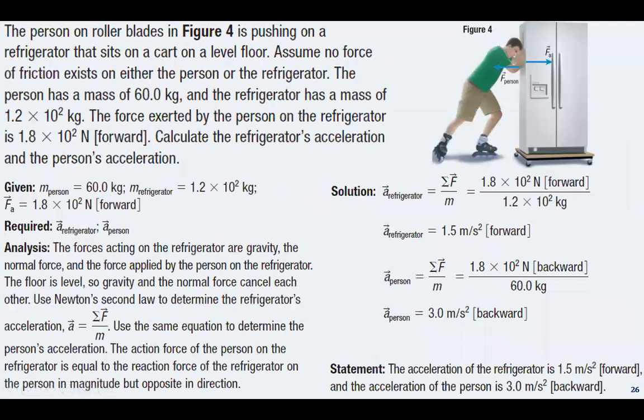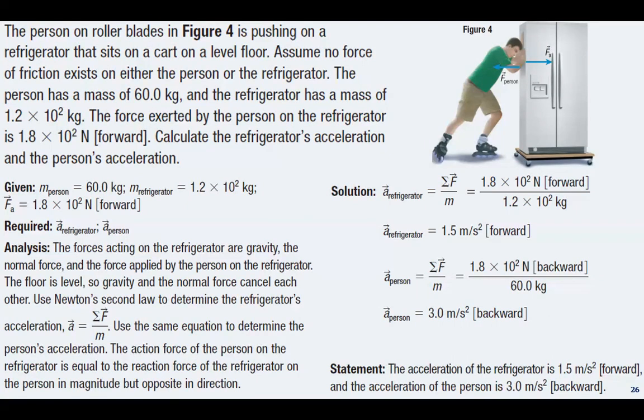Okay, in this question, we are given the following information. We know the mass of the person is 60 kilograms, and the mass of the refrigerator is 1.2 times 10 raised to the power of 2 kilograms. And the applied force of the person on the refrigerator, F_A, is 1.8 times 10 raised to the power of 2 newtons with direction forward. And we are going to find the acceleration of the refrigerator and the person.